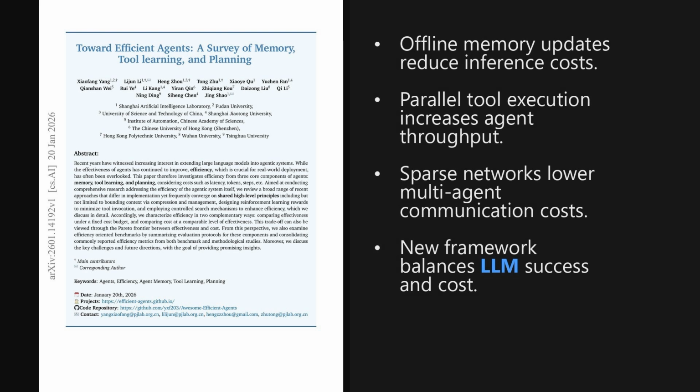So wrapping up, the central message here is that future research must prioritize deployment costs just as much as raw capability. We need to optimize memory, tools, and planning to ensure agents are not only smart, but also economically viable in the real world.